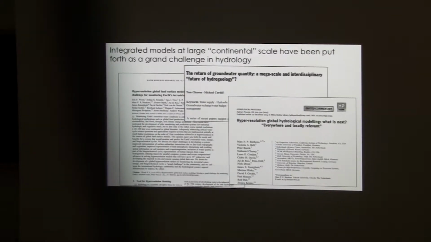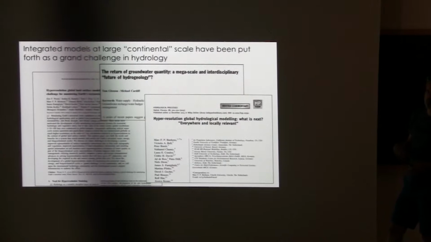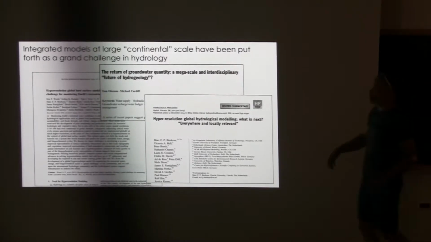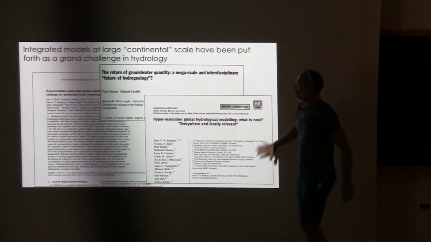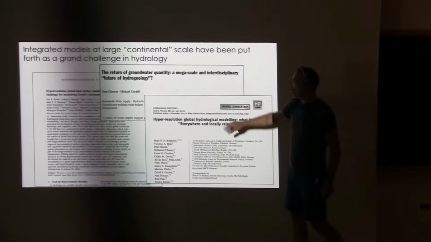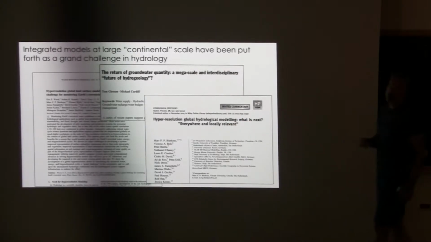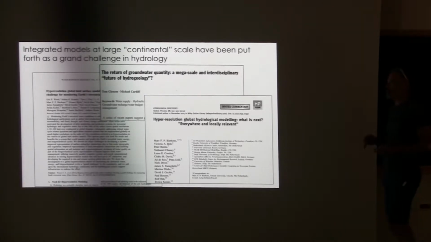There's a whole community now, just as we have a community intercomparing hydrologic models. We have a community now pushing forward the so-called hyper-resolution model. This is Eric's term from his position paper. We have Mark's paper, which came out a couple of years ago: hyper-resolution, everywhere and locally relevant. The idea is that we have this large extent, but that we can still bridge these local scales.